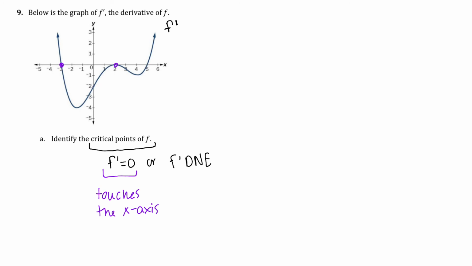So there's going to be 3 of them, 3 critical points of f. These are not critical points necessarily of f prime, right? This one is, but these guys aren't critical points of f prime. They're critical points of f, the graph we cannot see. So we have -3, 2, and 5. Those are the critical points of f.